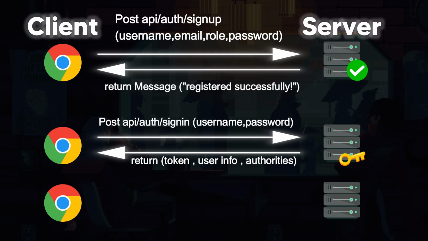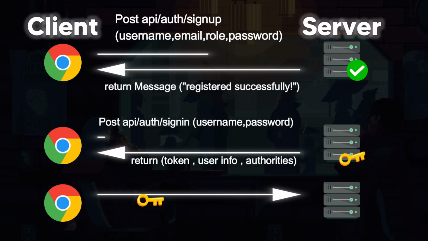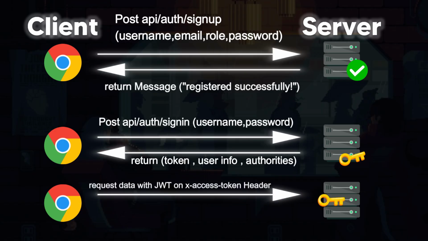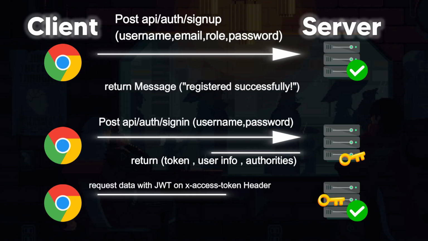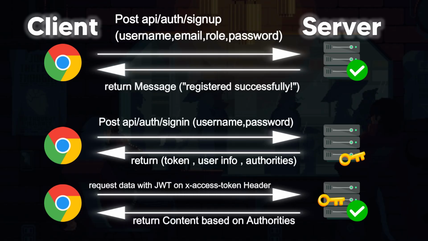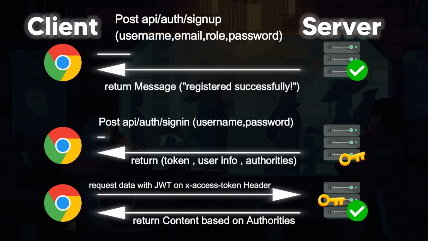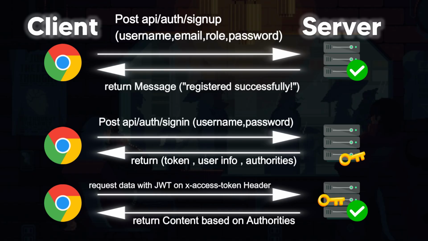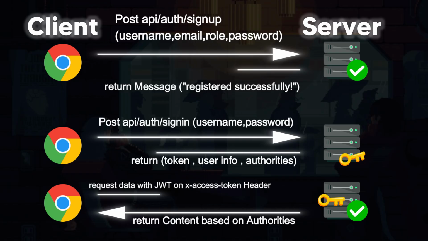Now, when the client wants some data, it attaches the JWT in the request header. The server validates the token, checks the user role, and responds with the appropriate content. So this way, JWTs provide both authentication, which is proving identity, and authorization, which is controlling what the user can access. But here's the catch.